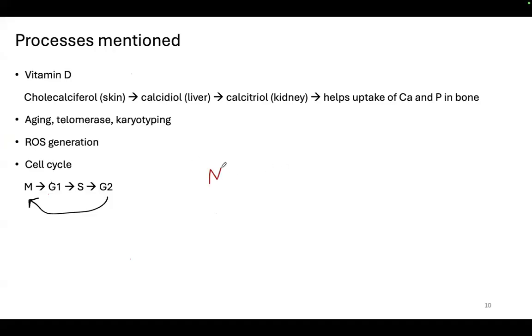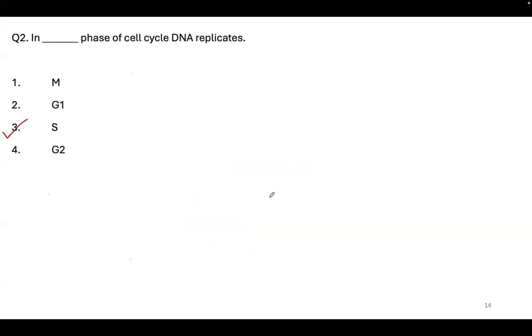If we draw it like a cycle, it's M, and then G1, and then S, and then G2, and then it's back to M. So it is after M. When the cell has just divided, it can make this decision of whether to go ahead and enter the cell cycle or exit the cell cycle. So the question is, in which phase? It's during the G1 phase.